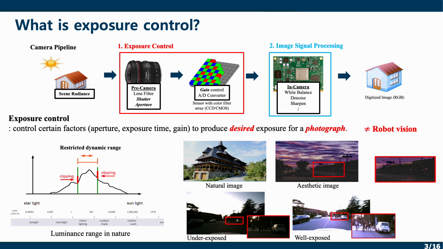Exposure control in cameras involves adjusting factors like aperture, exposure time, and gain to produce the desired exposure for a photograph. This control is critical in ensuring well-exposed images, whether for aesthetic purposes or practical applications like robot vision. Proper exposure control helps manage dynamic lighting conditions, reduces image noise, and minimizes issues like flickering and motion blur.